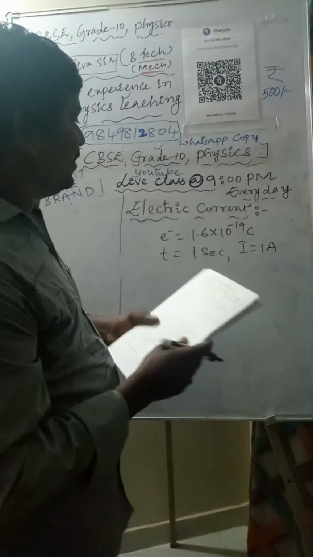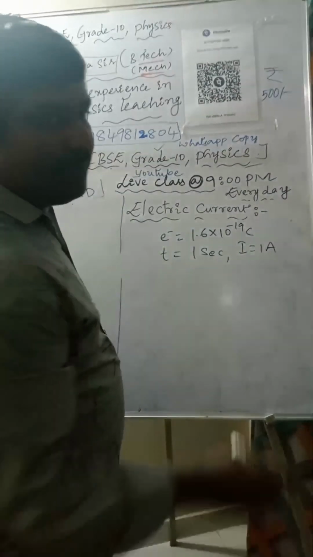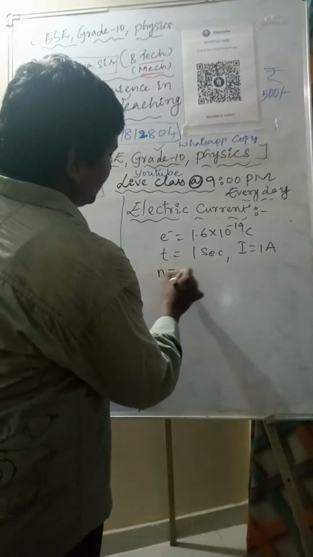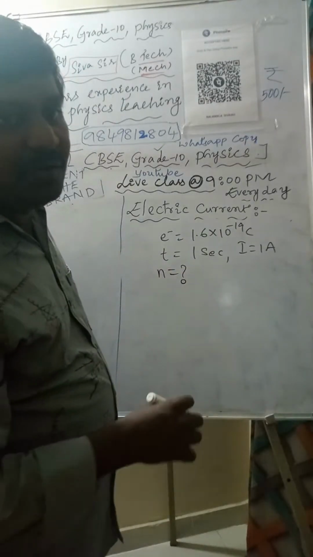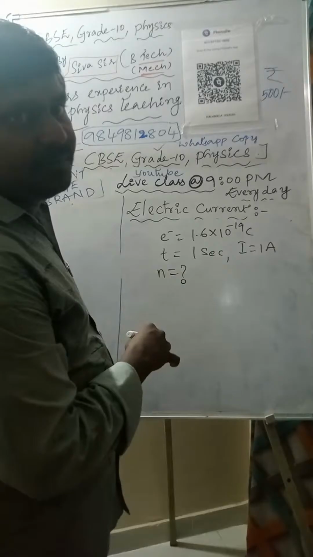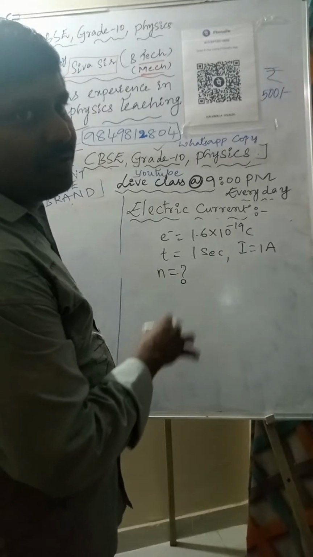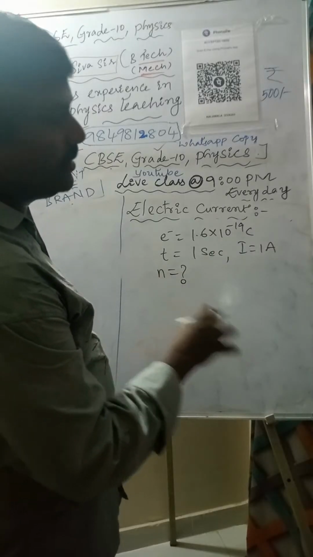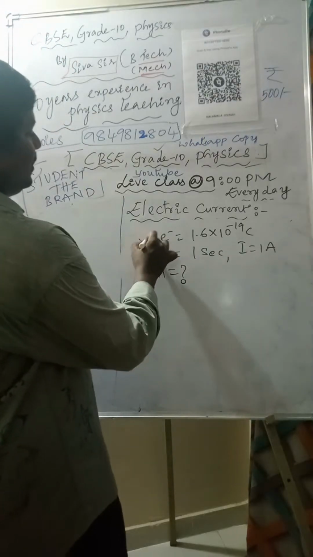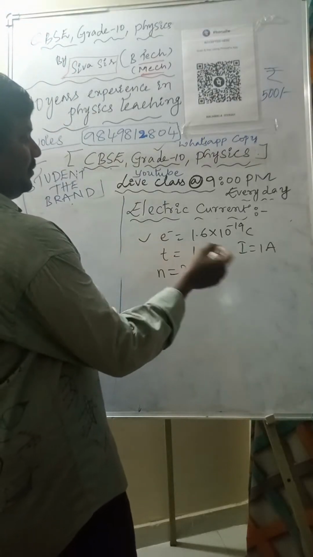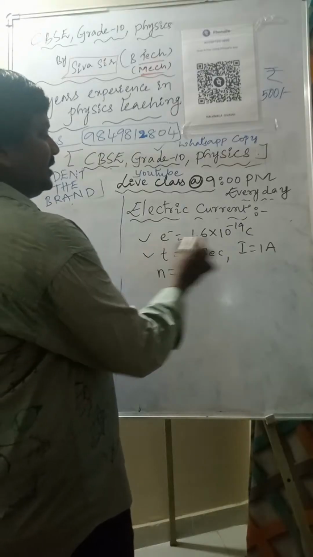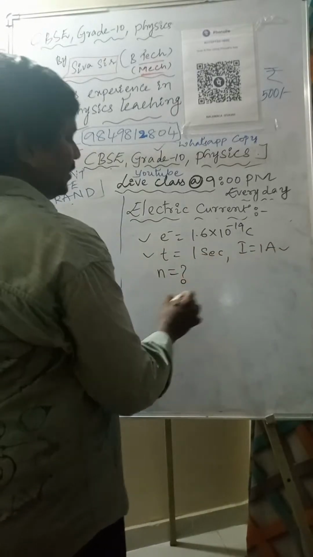So we need to find the number of electrons. What formula do we have to use? This is the question. The electron charge is given, that is nothing but e. T is given, I is given. So what formula can we use?